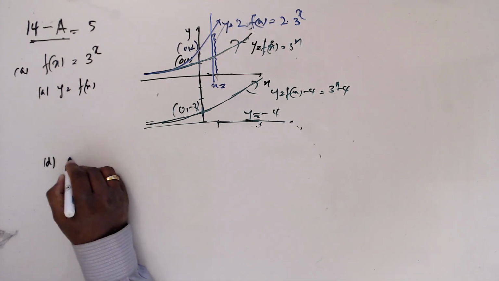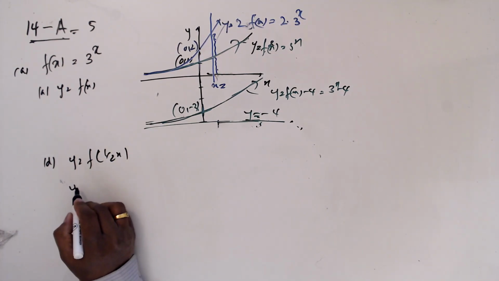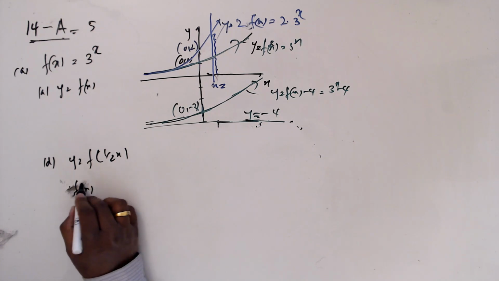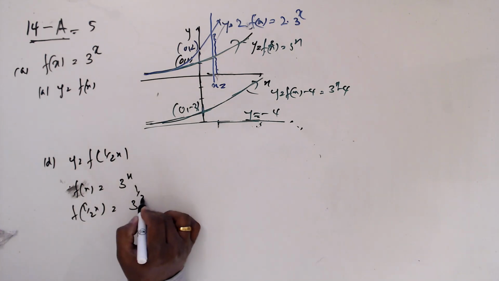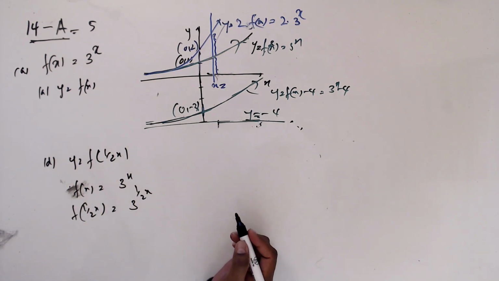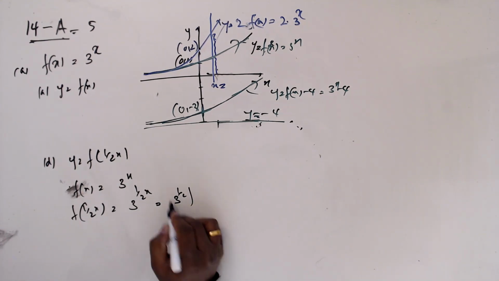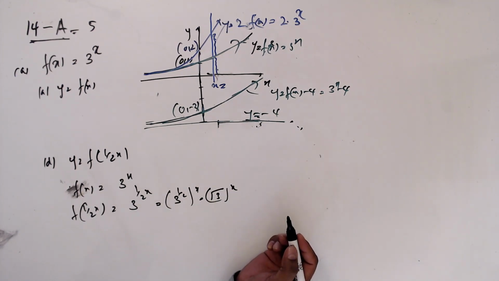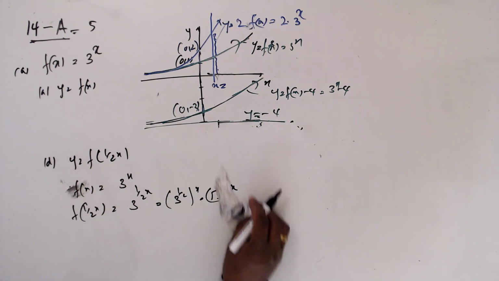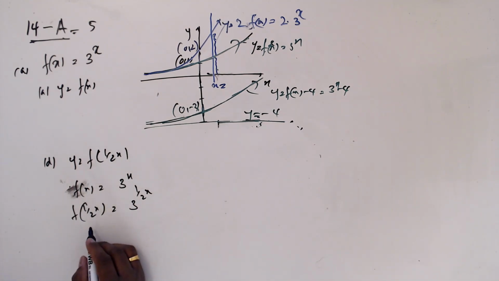Now part D, y equals f(half x). If f(x) equals 3^x, f(half x) means 3 to the power half x. This is 3 to the power of half times x. In another way, square root of 3^x. So you can think about this as a horizontal stretch.